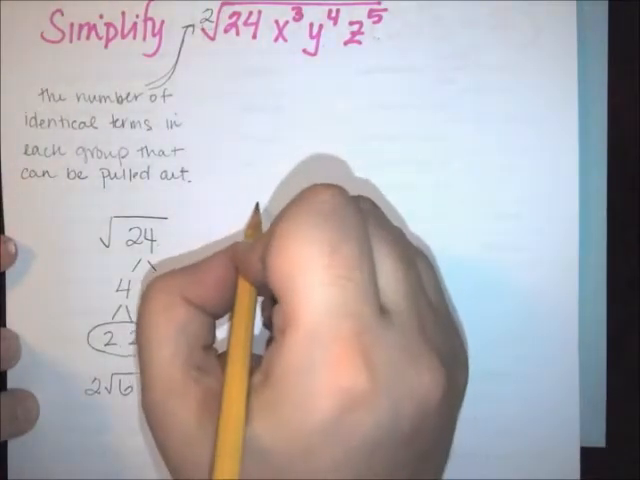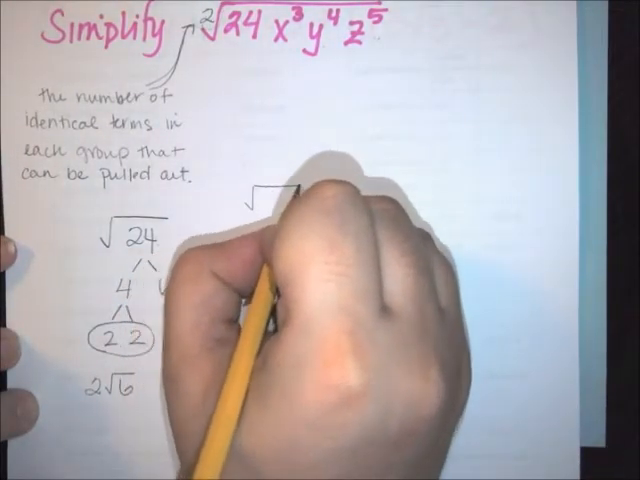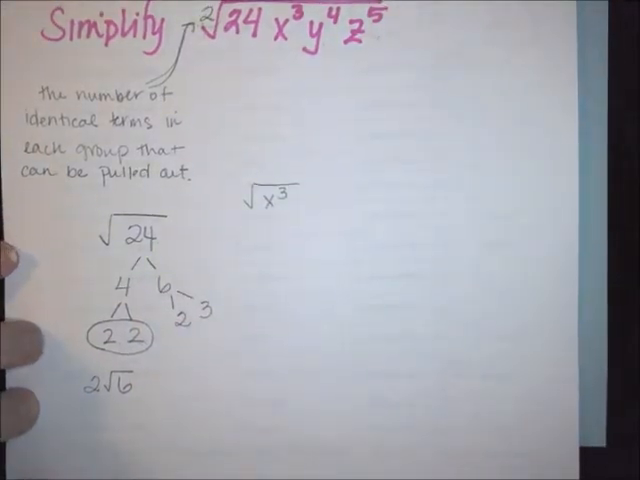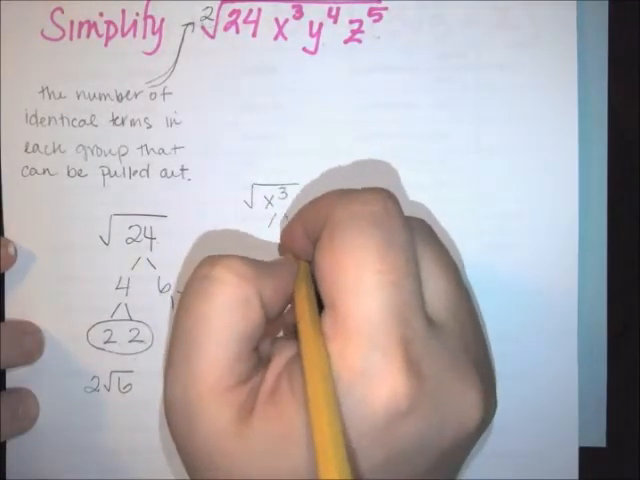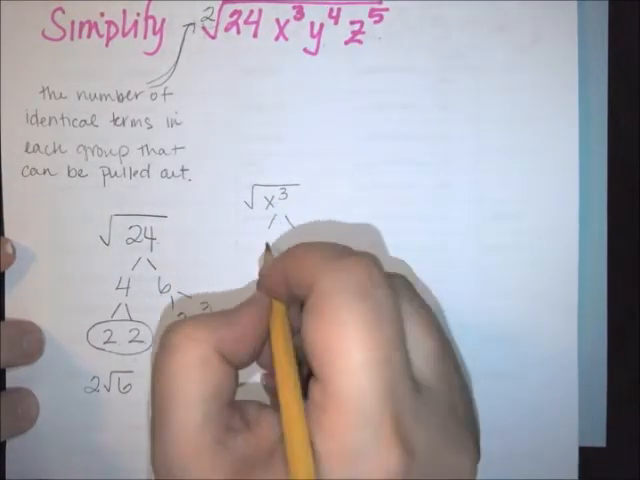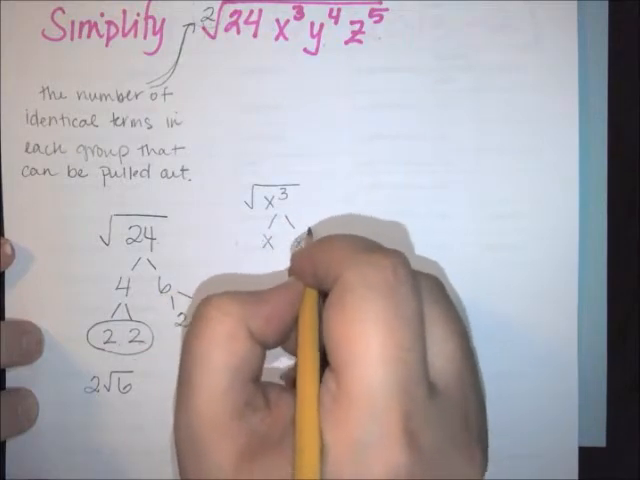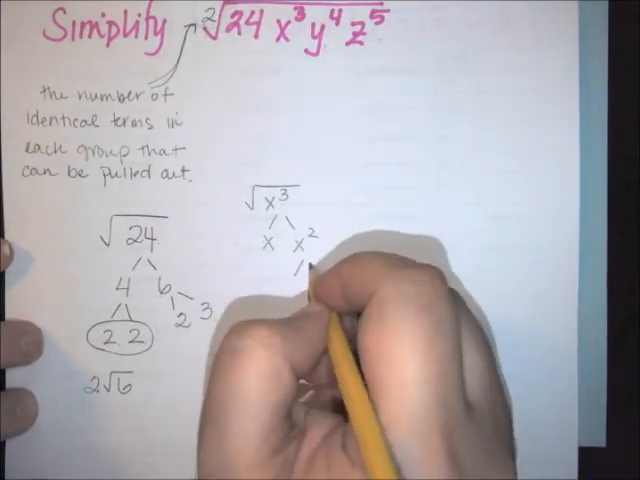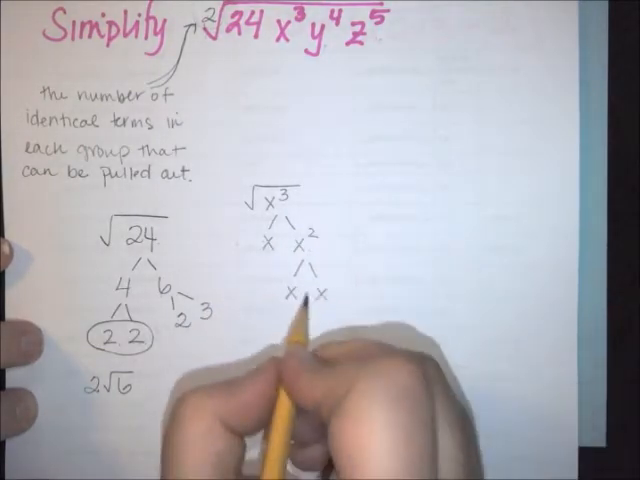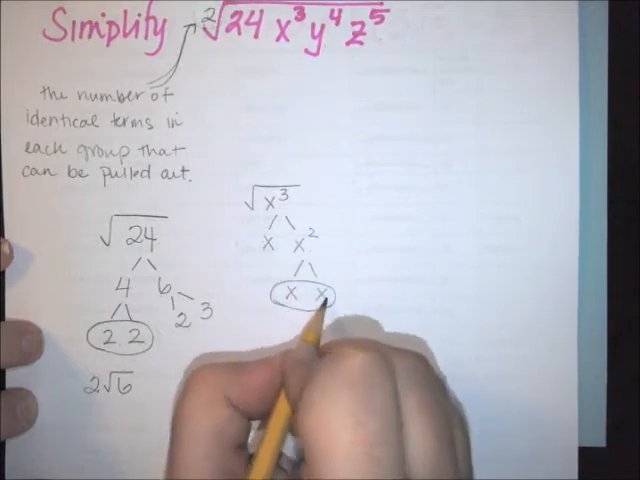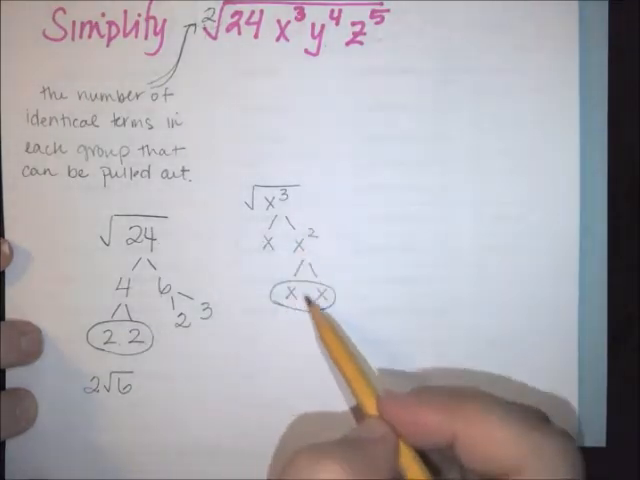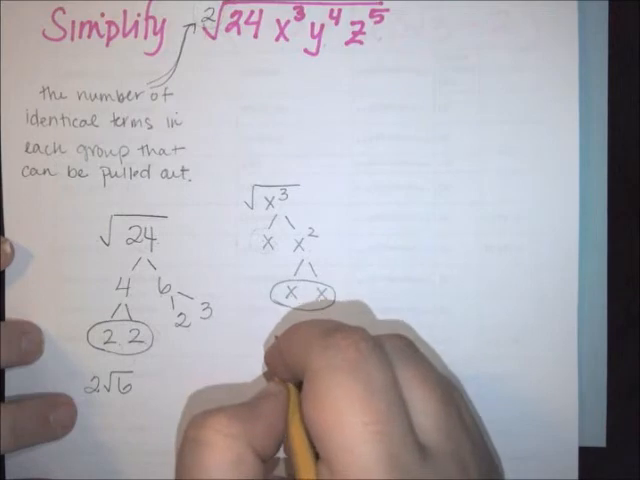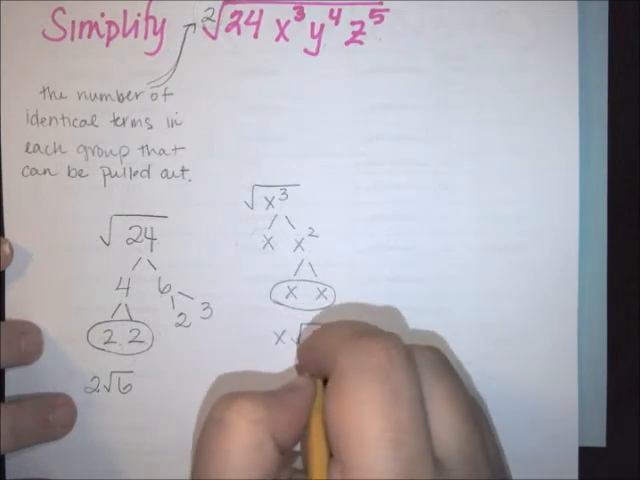I can take my next one. So we have x cubed. And again, I can break it down. The first thing I can do is break this down by removing an x, so this becomes x and x squared. Again, these are 2 different terms, so now I can break x squared down again into x and x. And notice here I have a group of 2 identical terms, so the x pulls out, but notice I still have an x left over, so this is going to become x square root of x.